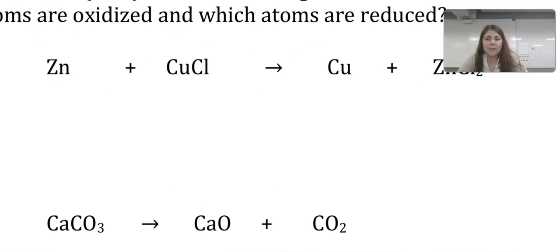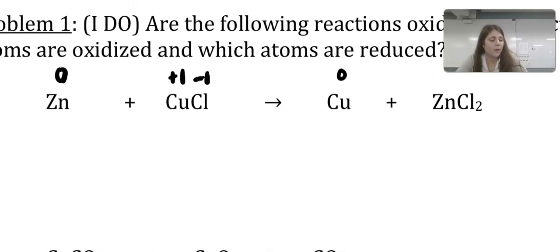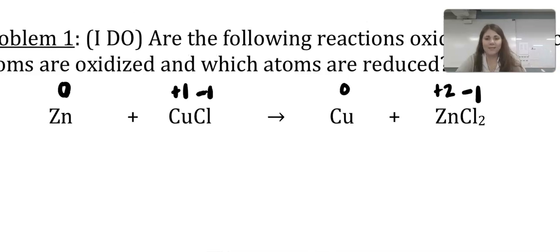So I see zinc by itself. This is going to be 0. Next, I see CuCl. Well, I know that chloride, the ion, is 1-, so this has to be -1. And so since I see 1 copper by itself, it's safe to assume that it's +1. Next, copper as a product will be 0. And then for the zinc chloride, I know chloride's -1 again, but the zinc is going to be +2 because there's 2 chlorides there in the formula.